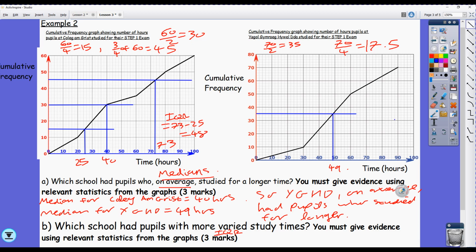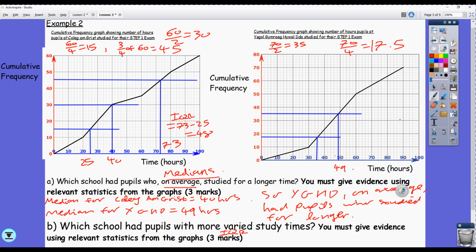Sorry, I've forgotten to count. 10, 12, 14, 16, 18. So 17 is there. 17.5 is not very easy to draw. It's going to be about there. It's about as neat as I can do. Takes us there. There's a little bit of tolerance in these questions, but that gives us about 32, 34. I would say that's about 35.